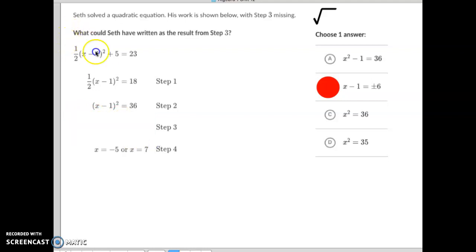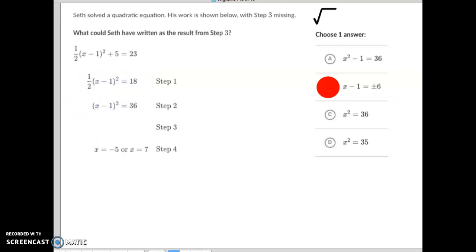So, the first step they did here was they subtracted 5 from both sides, and that's where they got the 18. Then, what's the opposite of multiply by 1/2? Would be to divide by 1/2. But dividing by 1/2 is tough. So instead of dividing by 1/2, we're going to multiply by the reciprocal. We're going to multiply by 2. 18 times 2 is 36.